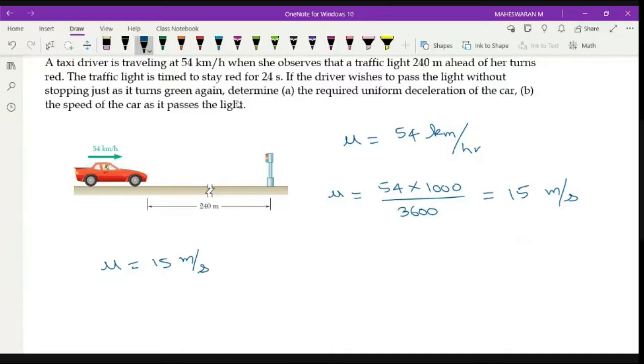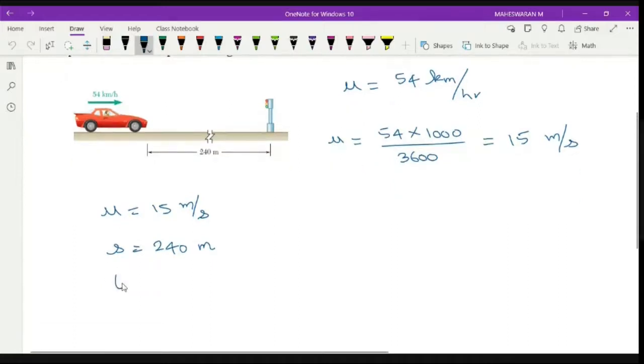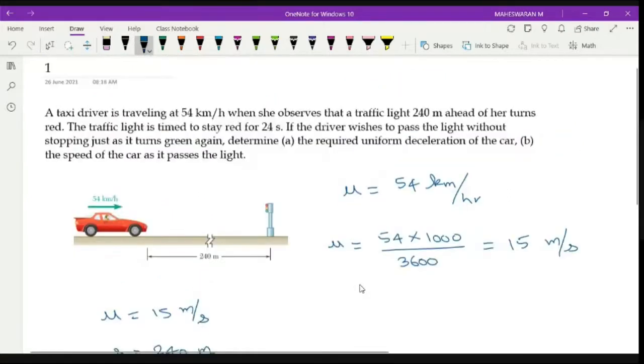Good. Now you know the distance, right? You have a distance of 240 meters, so let me consider s is equal to 240. Next, you know the time taken for that 240 meters. It takes 24 seconds, so I know the time also. Time is 24 seconds.